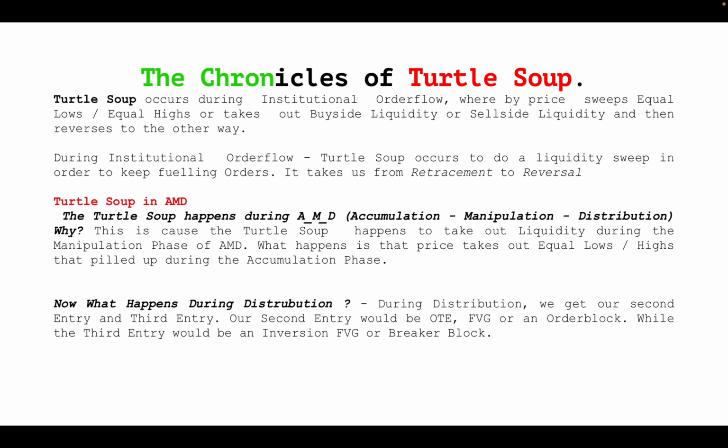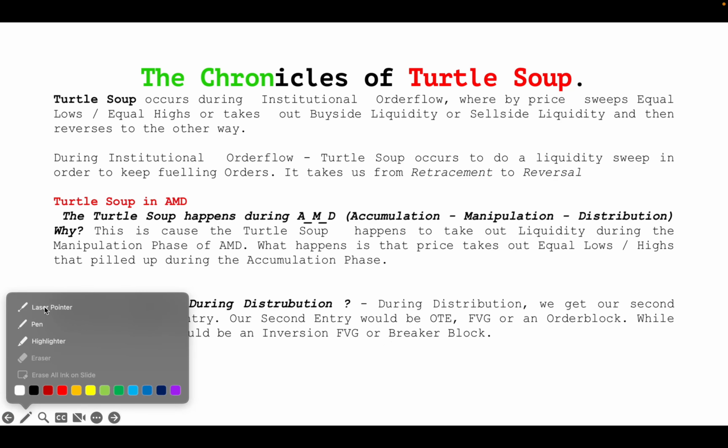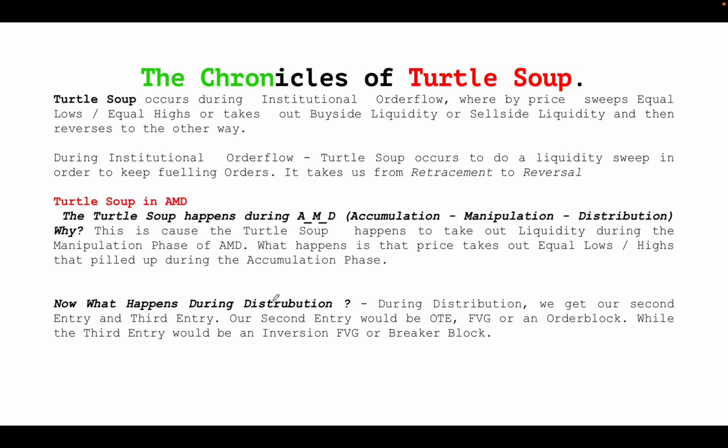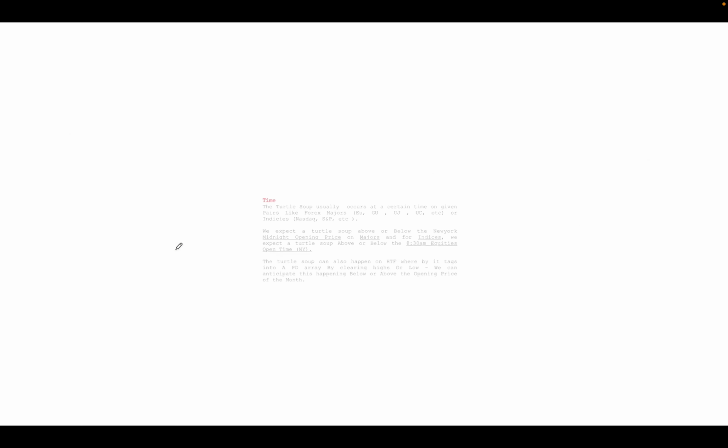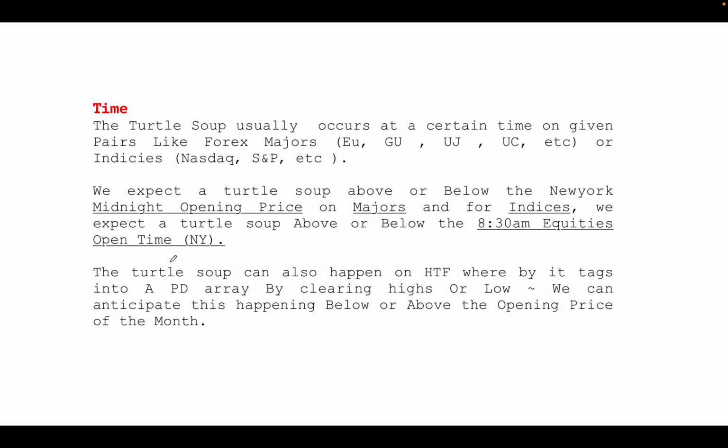We know total soup, from our last slide, occurs. We said it here, that total soup occurs during the manipulation phase of AMD. So what we're expecting is, during the London session, for price to give us the manipulation we want, or during the AM session for Nasdaq, we expect the manipulation in there. So that's basically where we get the manipulations from.